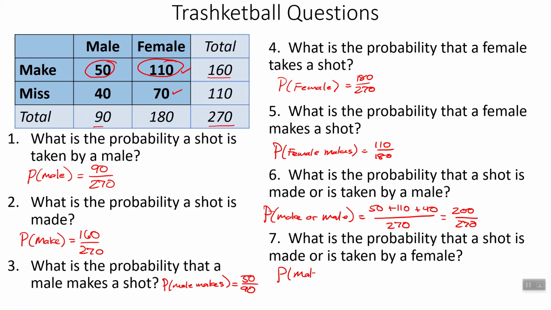So the probability that we make a shot or female is 50 plus 110 plus 70 out of 270. And if we add those up, I think we're getting everything except for the 40, so that should be 230 out of 270.